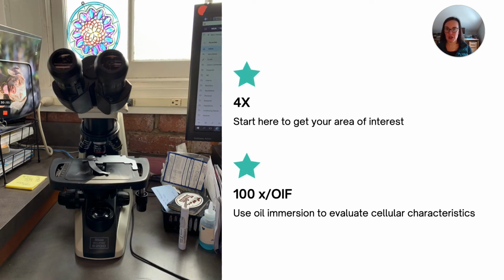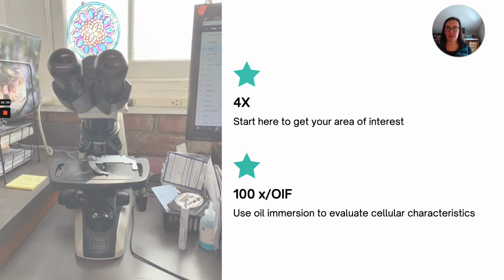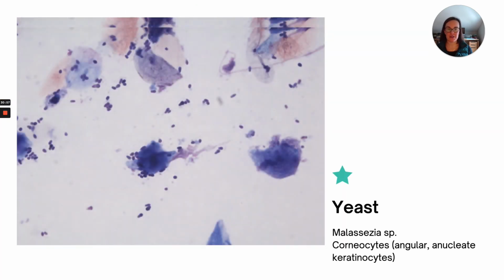You're going to start at your 4x and get your area of interest and then go up to 100x. I don't mess around with the others. So here's what we can find. This is a great sample of yeast otitis. So there's going to be plenty of yeast here. And again, what would I call this? Probably 2+ yeast, maybe 3+, depending on my mood.